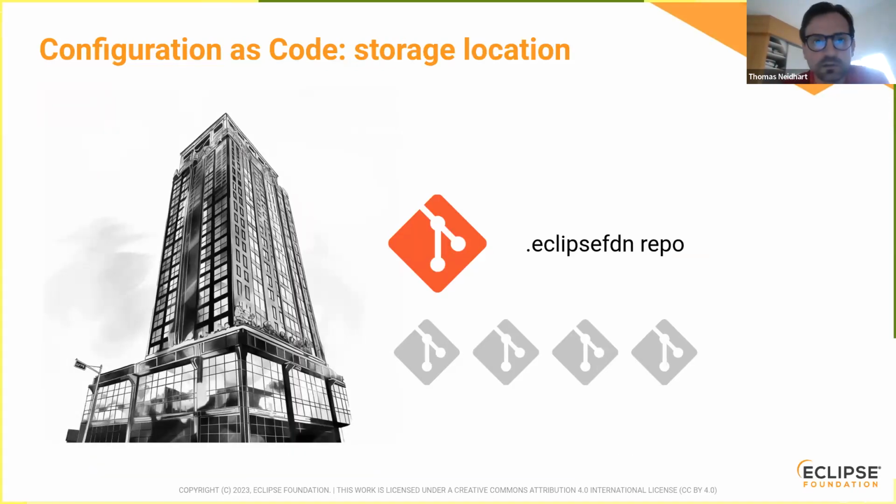So what is the location of the configuration for your organization if you decide to use that? What we will do is we create a repository in this organization. It's called .eclipse-fdn, following the convention that GitHub also uses for the special configuration repositories. FDN, in case you are wondering what this means, is an abbreviation for Foundation, so Eclipse Foundation repo.